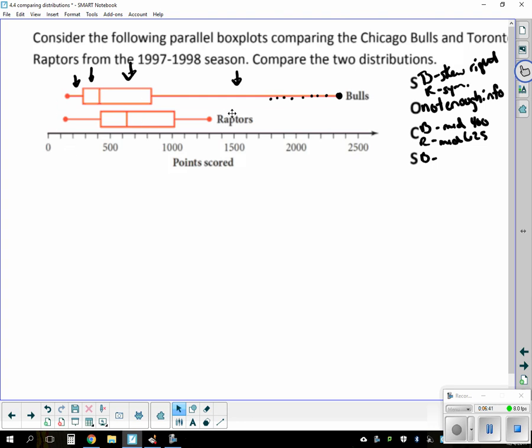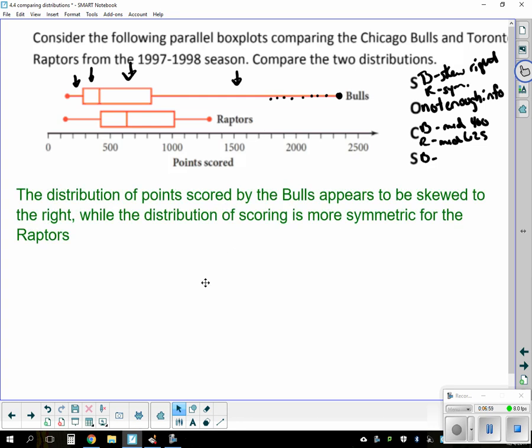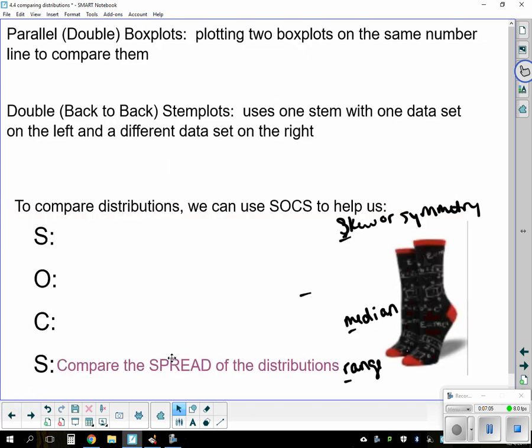Figure out what that is. And then the Raptors, maybe you've got about 1300 minus 150. You can see their minimums are pretty close, but the Bulls' maximum is so much higher, so you get a much more spread out range. All right, so let me show you the paragraph I typed up for all this.